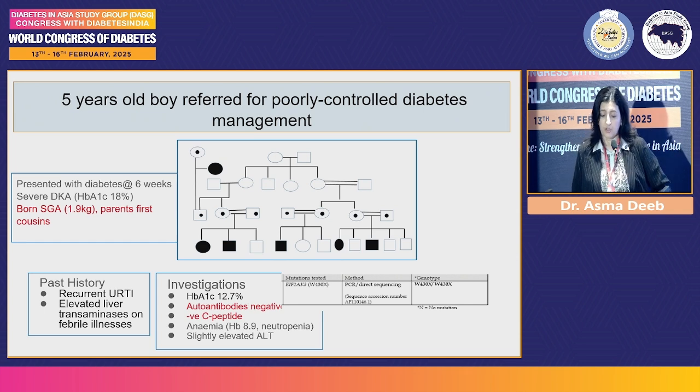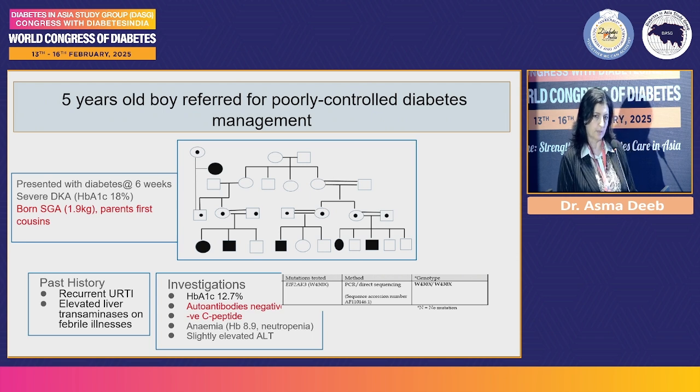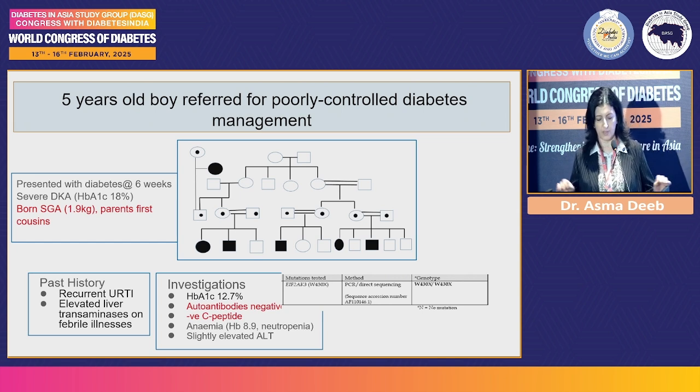Investigations were done for that child, or even prior to the investigation, if you look at the family tree, you see multiple children within the family affected with early onset diabetes. HbA1c is very high, but this boy has negative autoantibodies, a feature that we are used to seeing positive in type 1 diabetes. He has no C-peptide, indicating severe insulin deficiency. He had anemia, neutropenia, and at that time, a slightly elevated ALT.